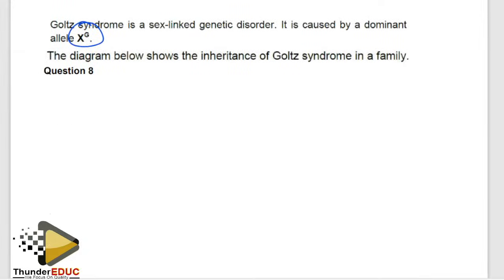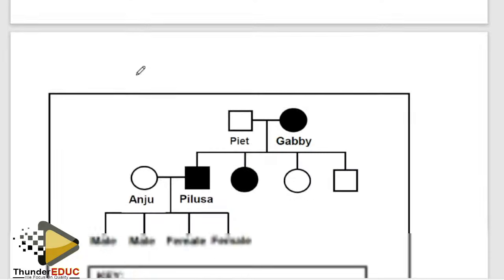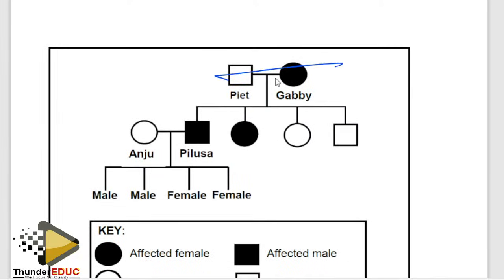But now let's go to, hey guys, the problem comes in when it is caused by a dominant allele. Okay, let's look at it. When it's caused by a dominant allele, the syndrome is sex linked. You see, they have talked about it, but it's caused by a dominant allele. The diagram below shows this syndrome in the family. Now we are stating how many generations are there? There are 3: 1, 2, 3. How many females are in this family tree? Females: 1, 2, 3, 4, 5.